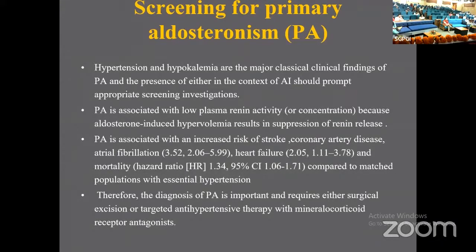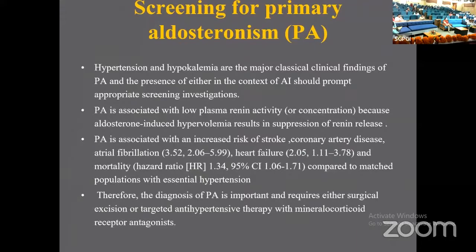Screening for primary aldosteronism. One should remember that hypertension and hypokalemia are the major classical clinical findings. And whenever you get them in the context of an adrenal lesion, they should prompt the clinician to carry out appropriate screening investigations. But remember that PA is associated with low plasma renin activity because the aldosterone-induced hypervolemia results in suppression of the renin release.